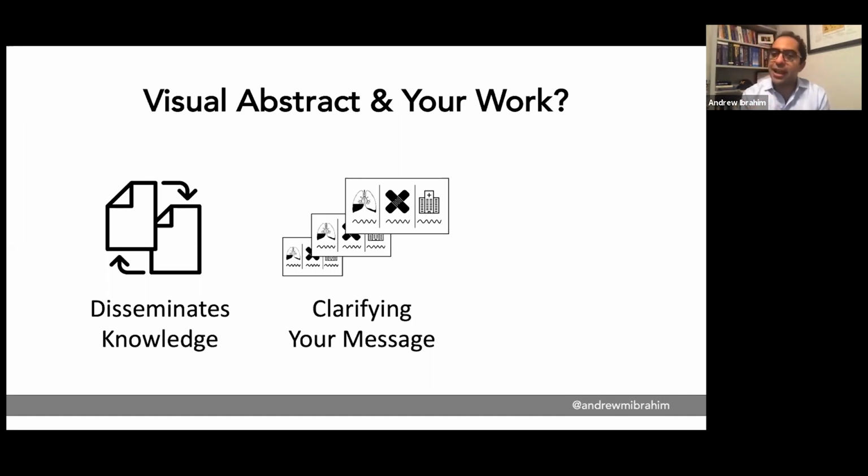After they had to struggle and wrestle with it in this new format, they said, "I just realized now what my work is really about. And I almost wish I could go back and rewrite parts of my article just to emphasize the points that I really care about."